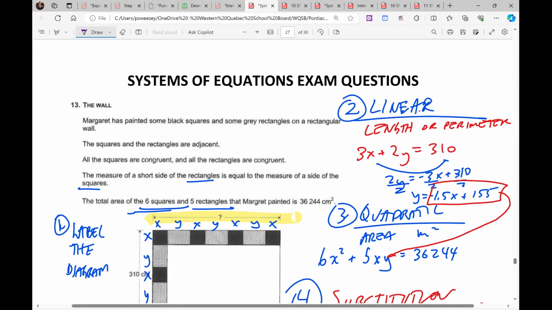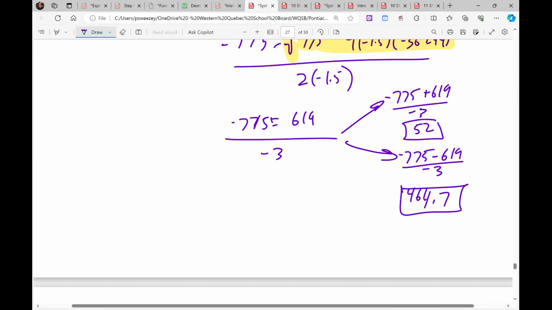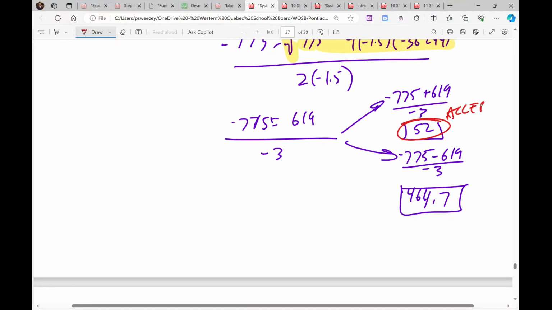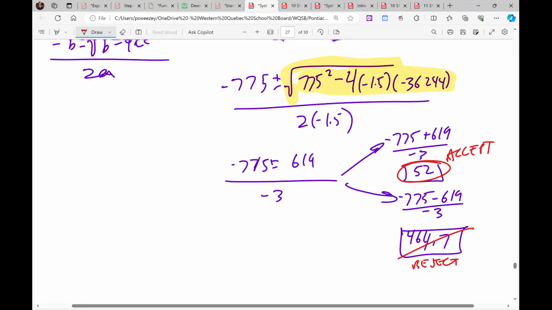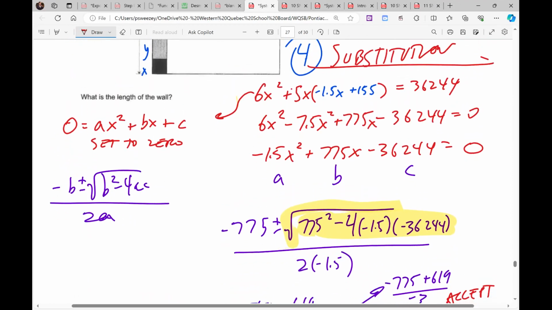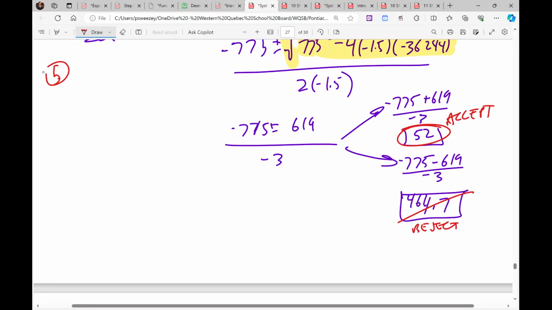When we go to plug this guy in at the end, we are going to accept or reject a value. Obviously, we reject that guy there, based on the idea that there is no way one value of x can be larger than the full length. And we're just going to plug it back into the linear function. In fact, I'm going to use the rearranged version. So last but not least, step 5 is plugging it into negative 1.5x plus 155. Let's throw that 52 in there and see what we end up with.